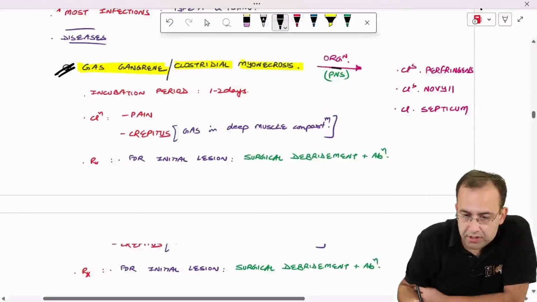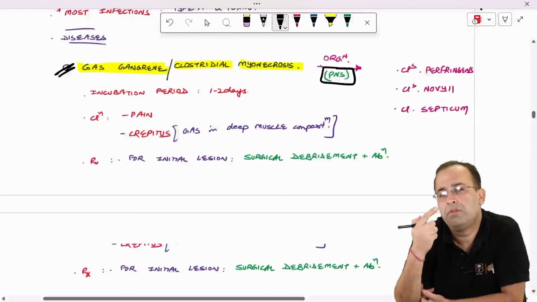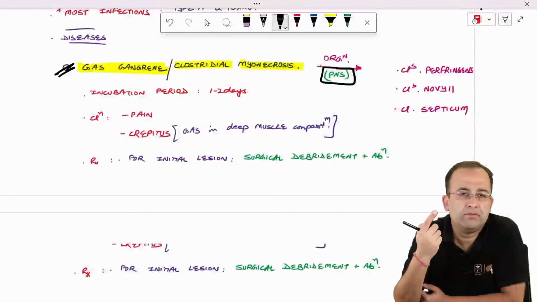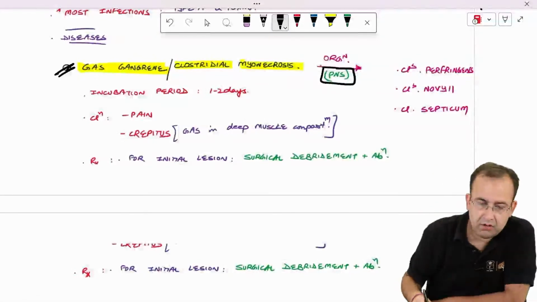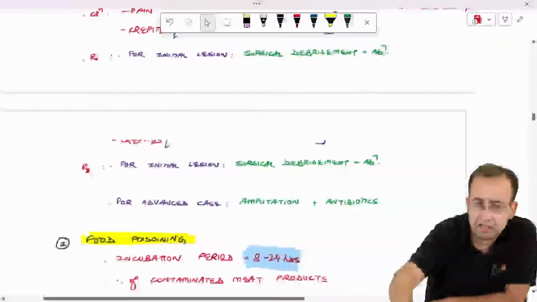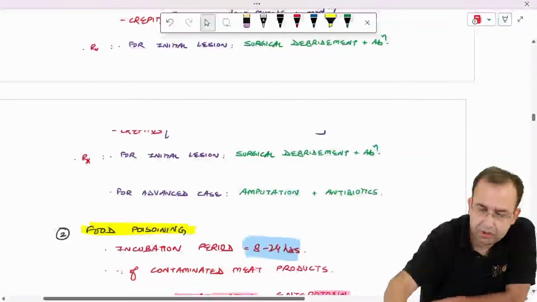Which are the organisms associated? PNS: perfringens, novyi, and septicum. Gas gangrene. Next, what is the therapy for gas gangrene? Surgical debridement with antibiotics. If it is advanced, then amputation has to be performed.